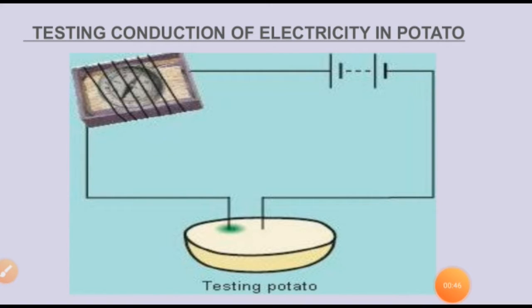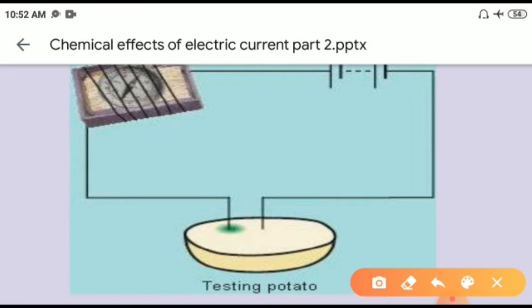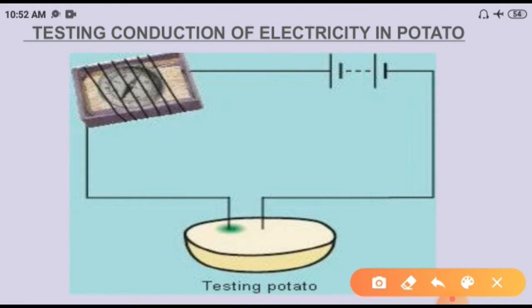Let us discuss one activity. So, what is the activity? See this image: chemical effects of electric current, testing conduction of electricity in potato. In this electric circuit, what are the apparatus we require? Battery, potato, connecting wires, and magnetic compass. Here, for example, we test whether some fruits and vegetables also conduct electricity or not. So what do you do?